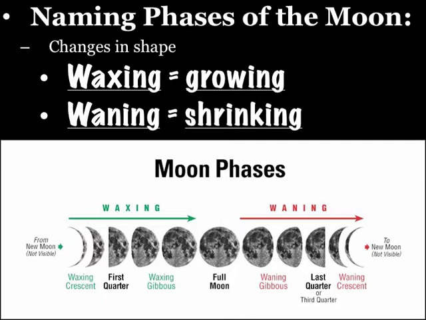Naming phases of the moon. It's the change in shape. Waxing is the growing of the moon phases, and waning is the shrinking. So on the left side of this moon phase chart on the bottom, from new moon, which isn't visible, you have waxing, which is growing. From waxing crescent to first quarter to waxing gibbous, to the full moon, which has a perfect reflection of the sun. Waning, there's a waning gibbous, last quarter or third quarter, and waning crescent to a new moon that's not visible.